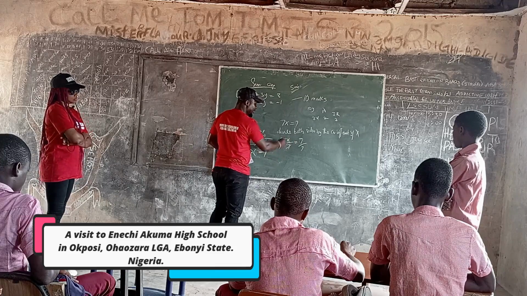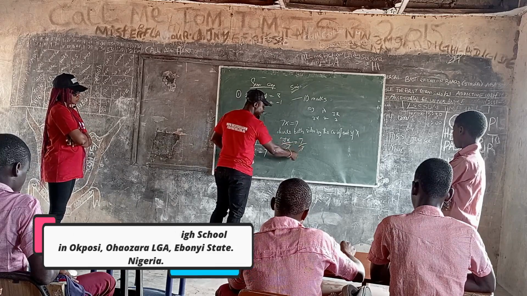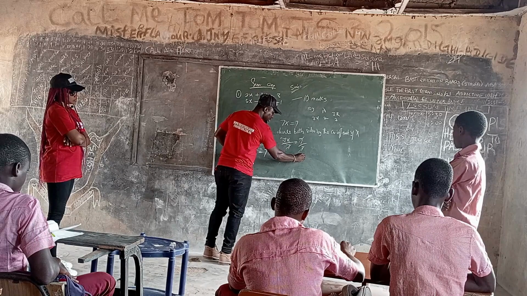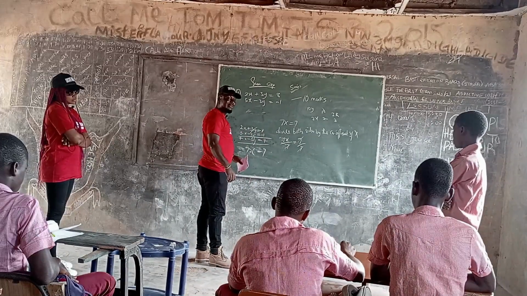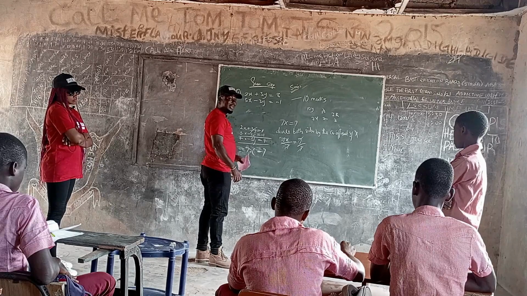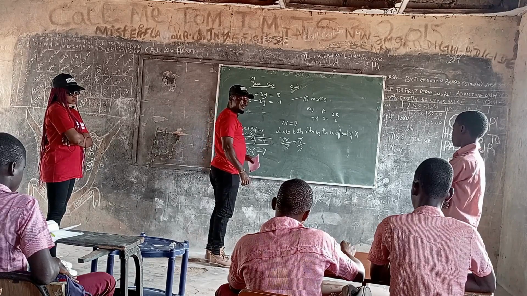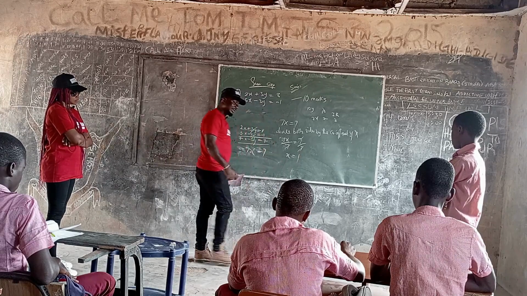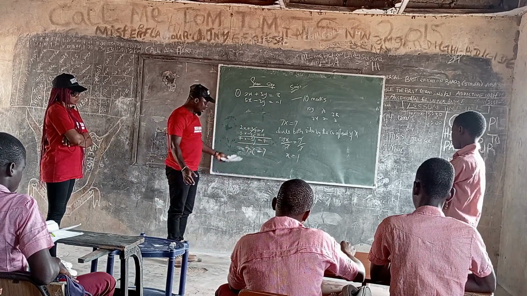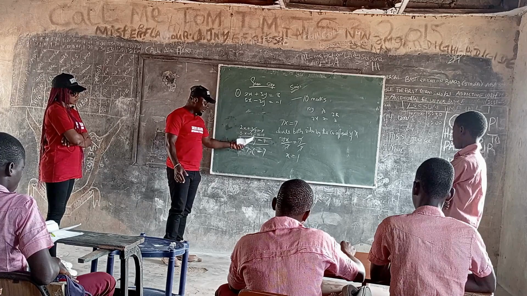All right, so this 7 will cancel 7. 7 into 7 is what? X is equals to 1. Do you see it? So this guy got here.